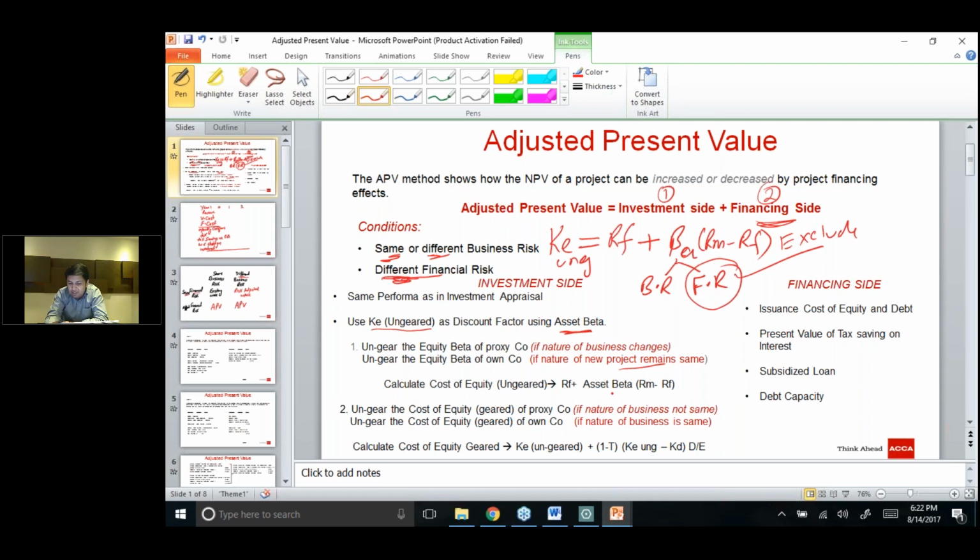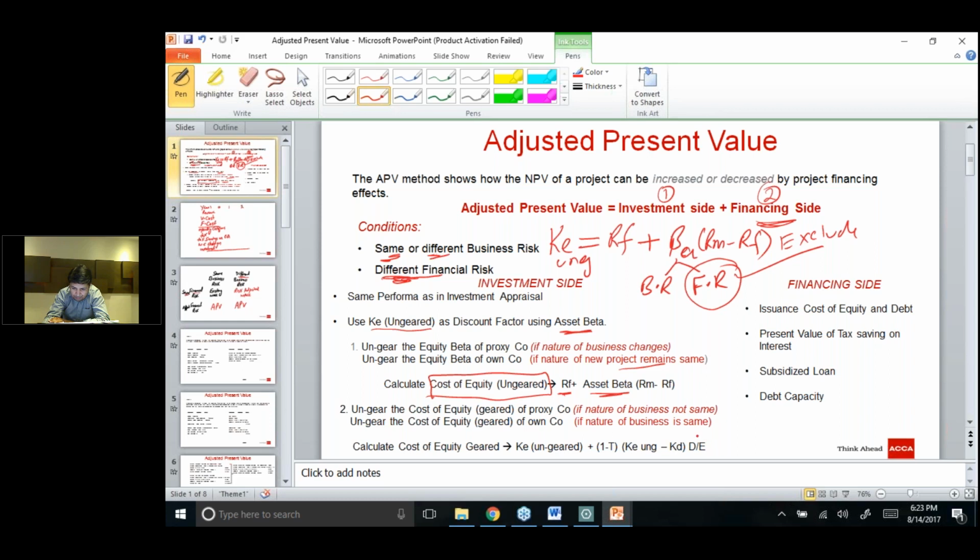Then putting that beta asset into the CAPM equation, that is equal to risk-free rate plus asset beta into (RM minus RF), and you have an ungeared cost of equity. Okay, if there is no beta given and cost of equity is given, you have to check whether the nature of business is the same. If the nature of business is not the same, then you are going to ungear the cost of equity of the proxy company. If the nature of business is the same, then you have to ungear your own cost of equity.